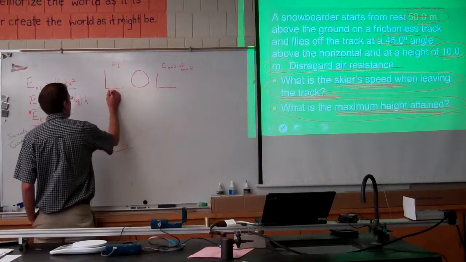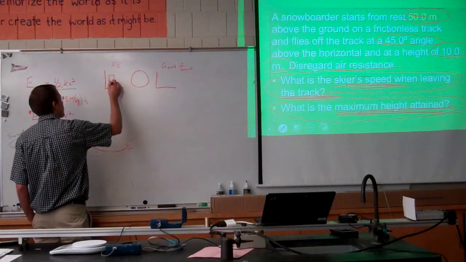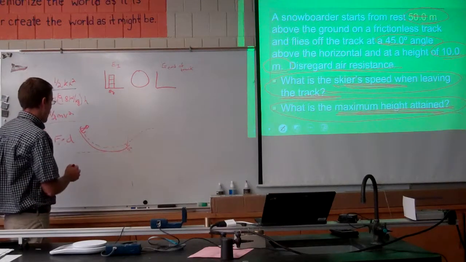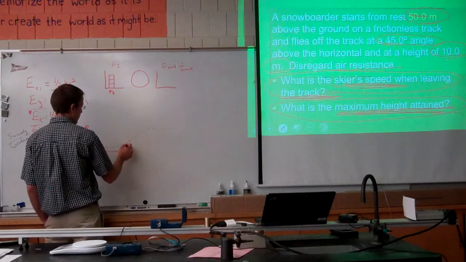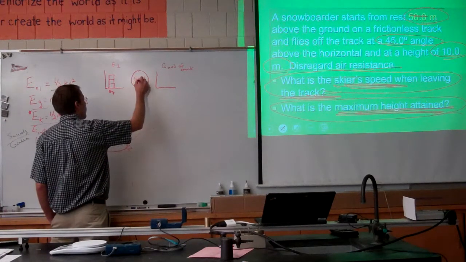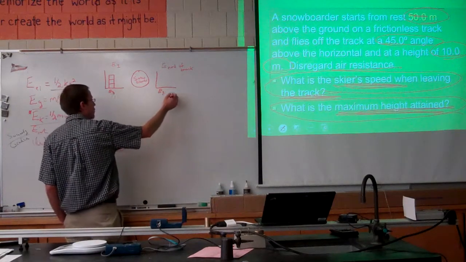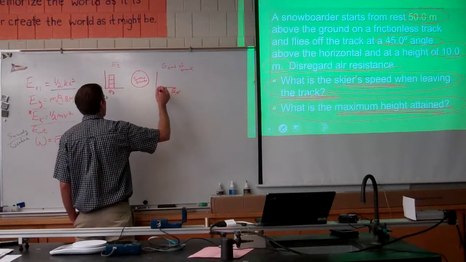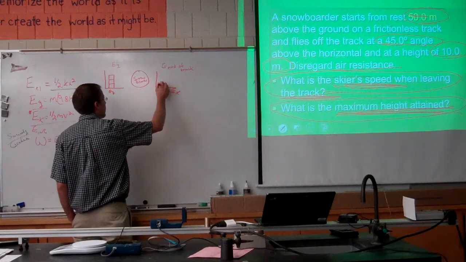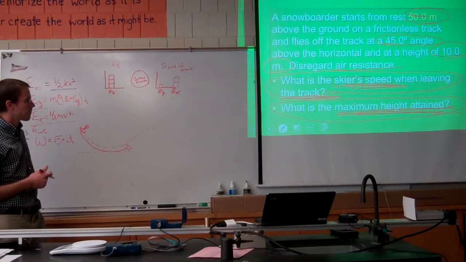So at the beginning, all they have is EG, and I'll calculate the amount of that in just a moment. At the end of the track, if the snowboarder is my system, this guy will have EG because he's a little bit up high, and he'll also have EK. The proportionality we don't know yet. He'll have less EG and more EK. We'll see that play out, but we'll get the numbers in a second.